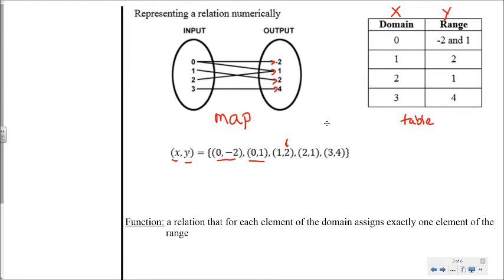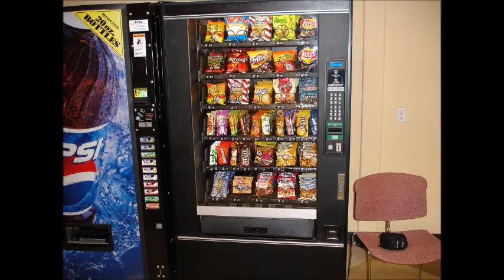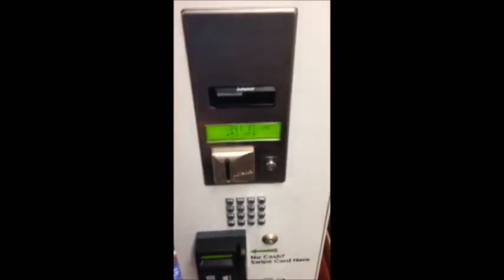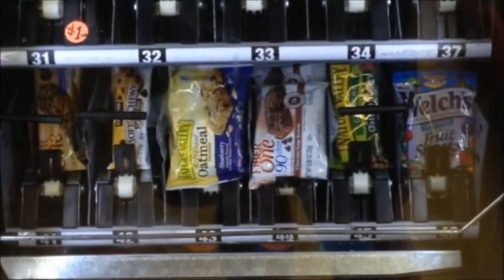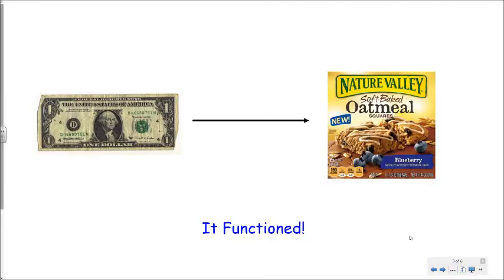So what does it exactly mean to be a function? Well, consider the following example. Consider the function a snack machine performs. It accepts an input in the form of money, performs a function, and gives me an output, in this case, a delicious oatmeal square. For my input of $1, I got exactly one snack output. I'd say the machine is functioning properly.